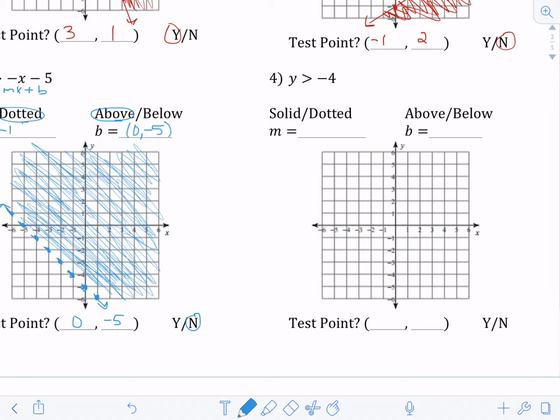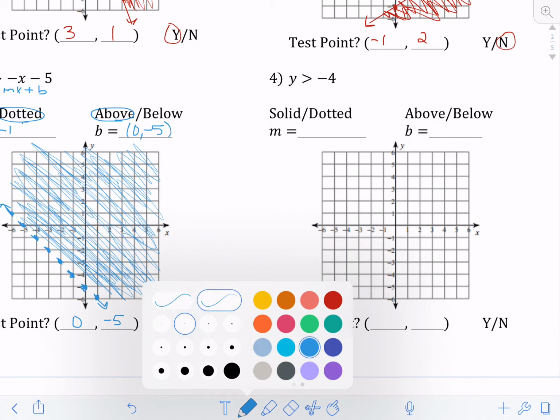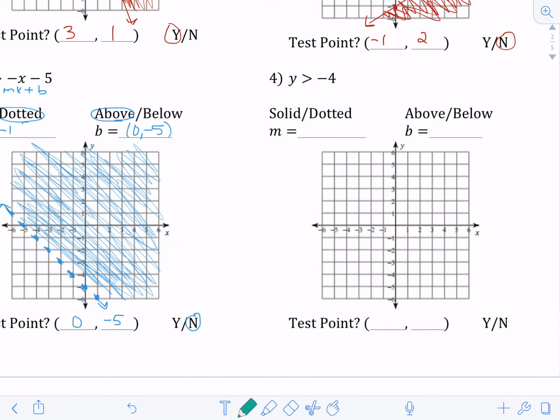Okay, number 4. First thing on number 4, I'm going to look at my inequality symbol. So that is going to be dotted, and it's greater than, so it'll be shaded above. This is a little bit different because I don't have an x. So I know my y-intercept is going to be here at 0, -4. And I know I'm dealing with the y, so that means it has to cut through this y-axis.